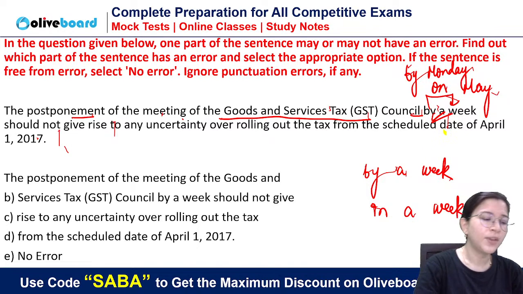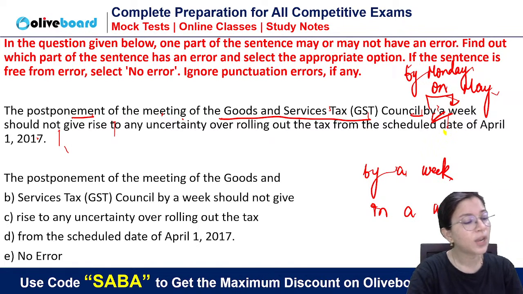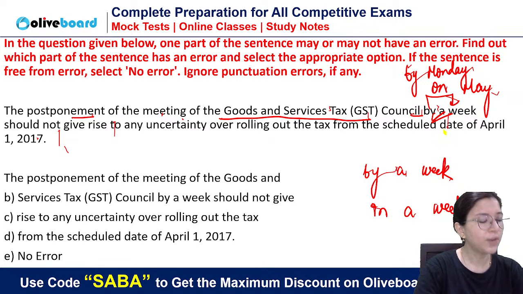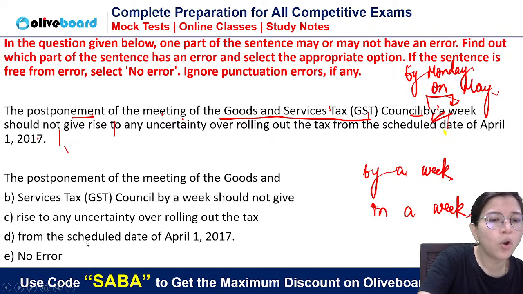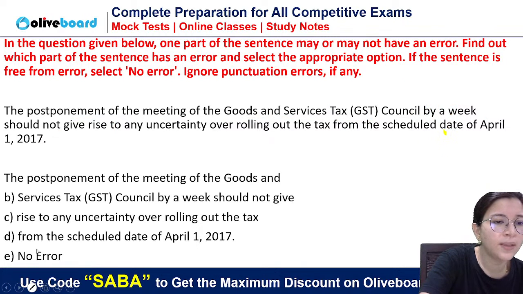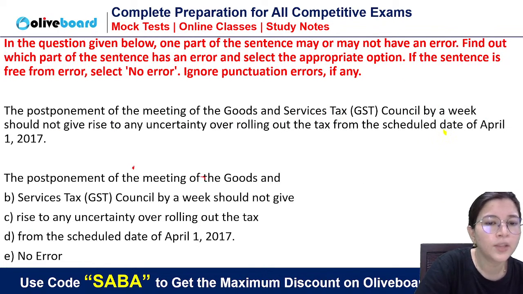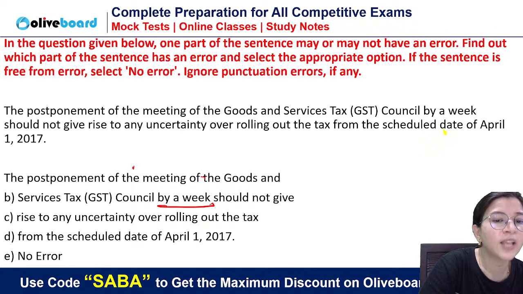By January मतलब जनवरी के पहले हो जाएगा. In January मतलब जनवरी में होगा. So there is no error in this preposition. It is absolutely correct, guys. ये sentence बिल्कुल सही है ये part. So the postponement of the meeting of the GST by a week, it means it has been postponed for a week, by a week. It is correct.